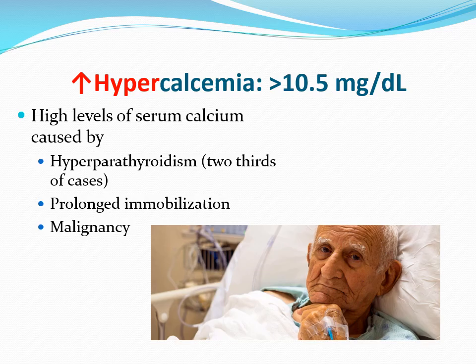Hypercalcemia. Usually hyperparathyroidism is about 2/3 of the cases of this. Usually prolonged immobilization results in bone mineral loss. And a lot of times what I think of when I think of hypercalcemia, I think of malignancy, aka they've got some kind of cancer that is eating through the bone, which is putting more calcium into the body.